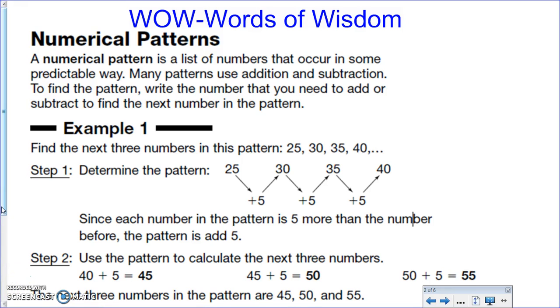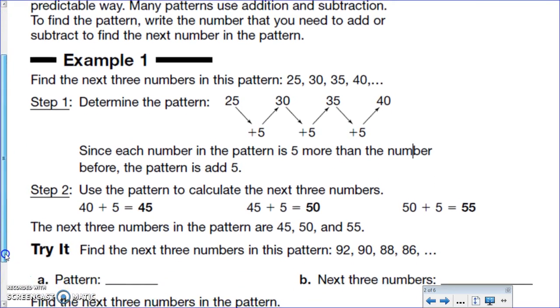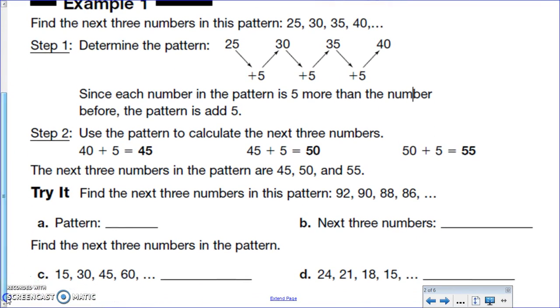Example 1. Find the next three numbers in this pattern: 25, 30, 35, 40. Step 1. Determine the pattern. So from 25 to 30, we add 5. From 30 to 35, we add 5. And from 35 to 40, we add 5. Since each number in the pattern is 5 more than the number before, the pattern is add 5.